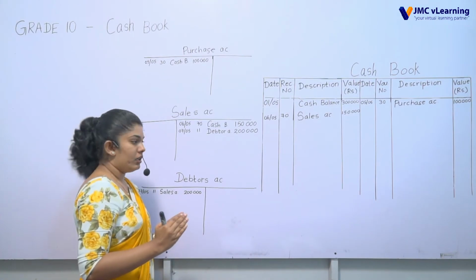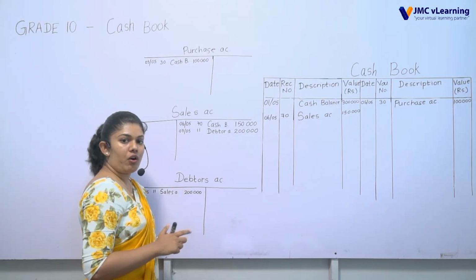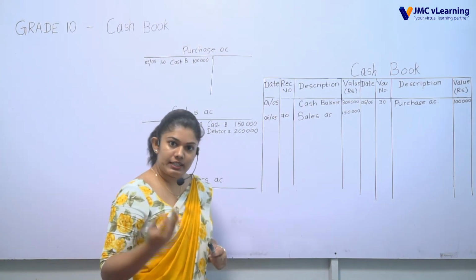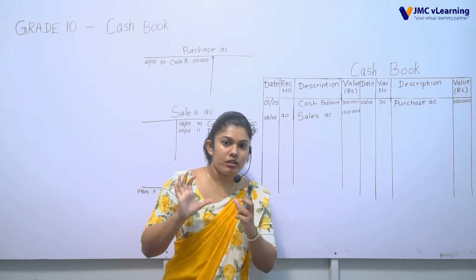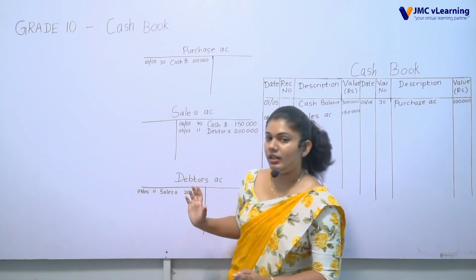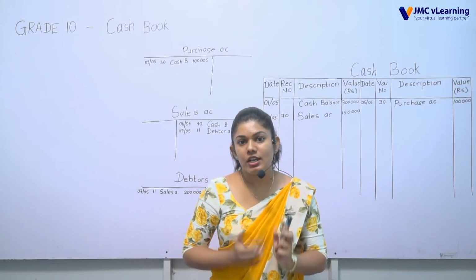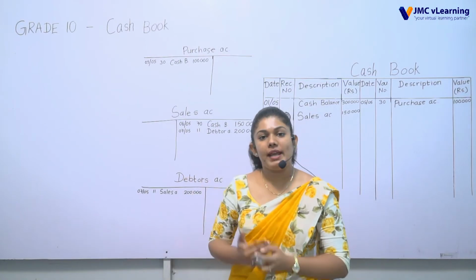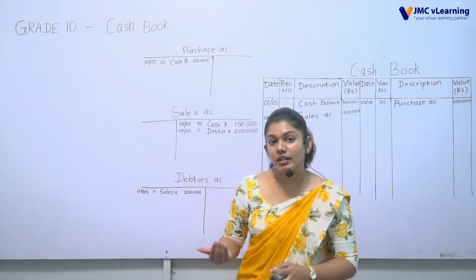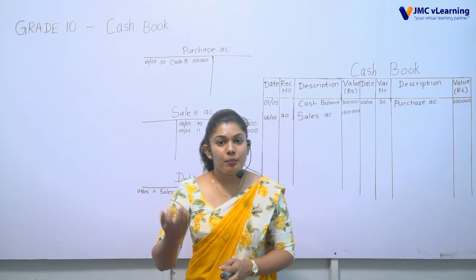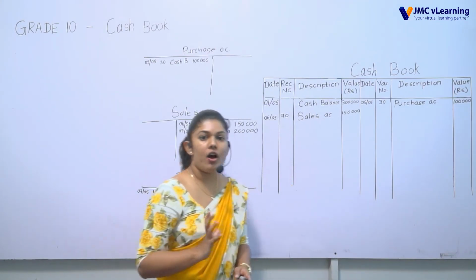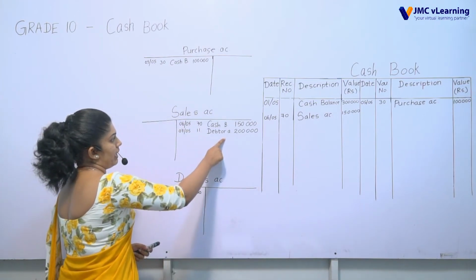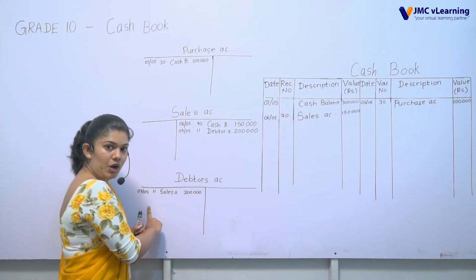There is a separate prime entry book to record these credit transactions. But still, we haven't learnt it. Therefore, I'm entering it directly to my ledger accounts. In next sessions, we'll learn how to record these credit-based transactions in their journal books or day books and post to ledger account. So for now, I'm recording it directly to my ledger account. The double entry is credit sales account, debit debtors account.